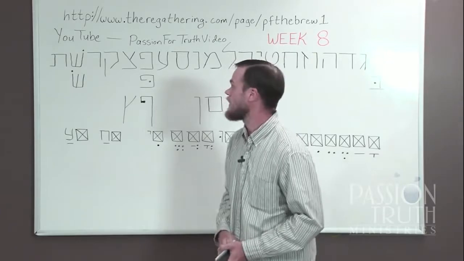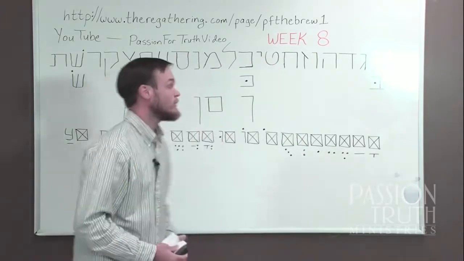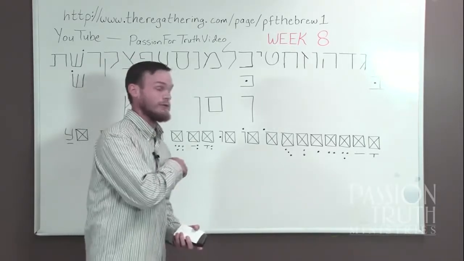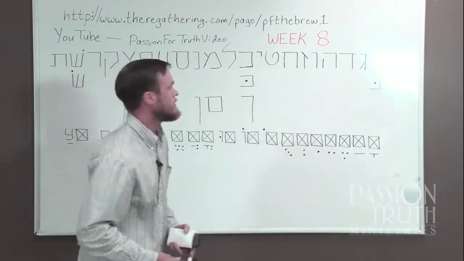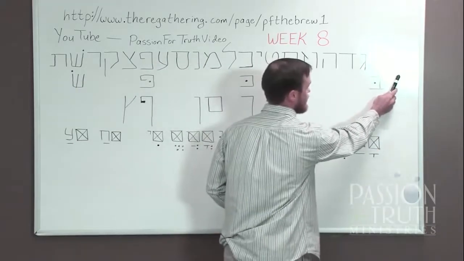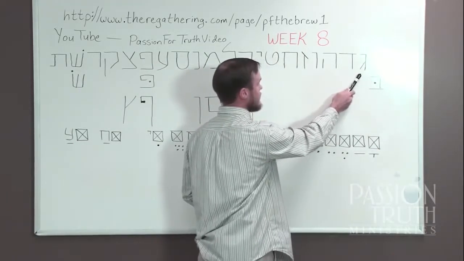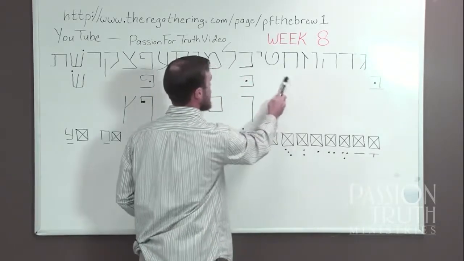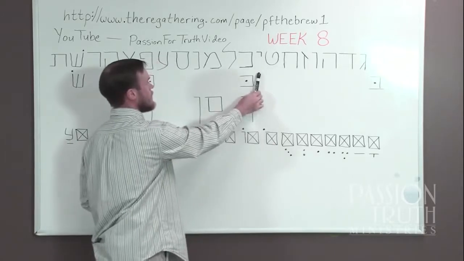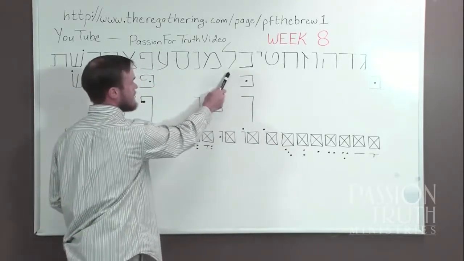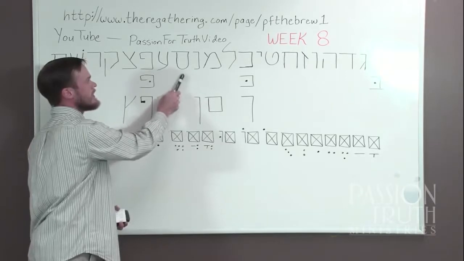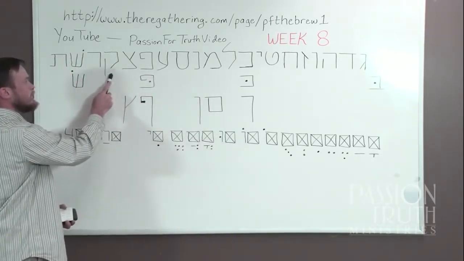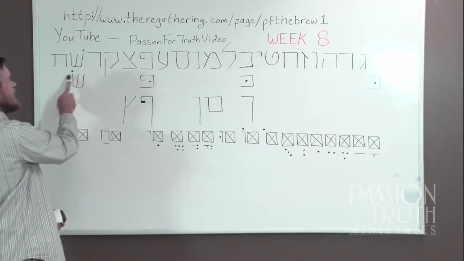All right, as I mentioned, we are at the end. So here's our entire Hebrew alphabet from beginning to end. Aleph, Beit, Gimel, Dalet, Hey, Vav, Zayin, Chet, Tet, Yod, Kaf, Lamed, Mem, Nun, Samech, Ayin, Pei, Tzadi, Kuf, Resh, Shin, and Tav.